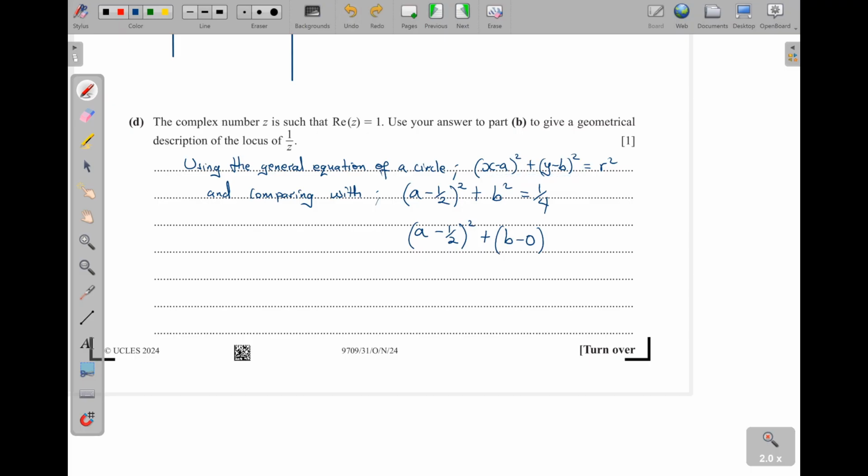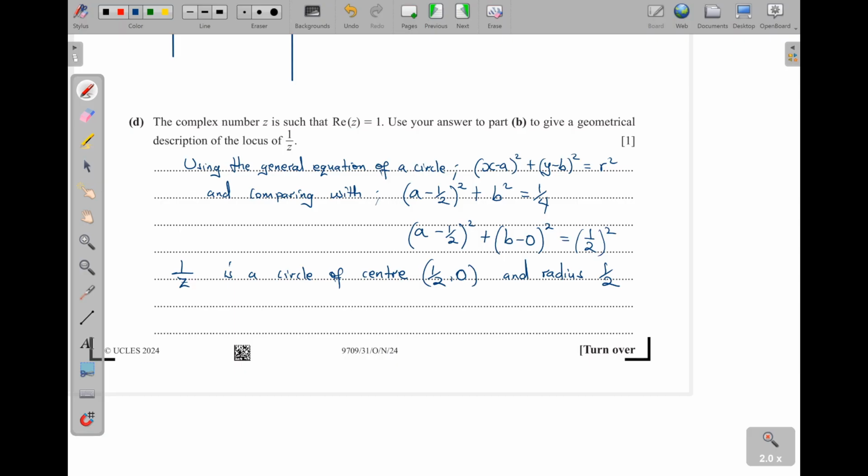So squared then is equal to, this is a half squared. Now this is a circle, so I can just conclude and say 1 over z is a circle of center a half, 0, and radius a half. Okay, that is the description of the locus.